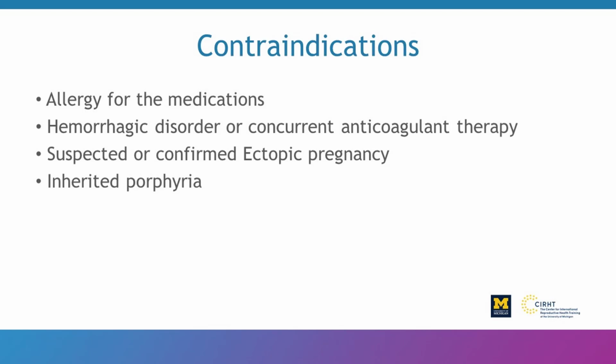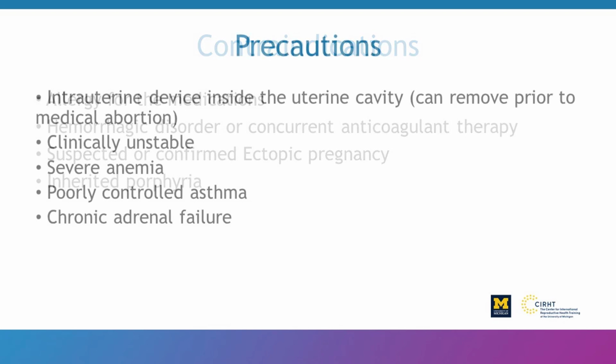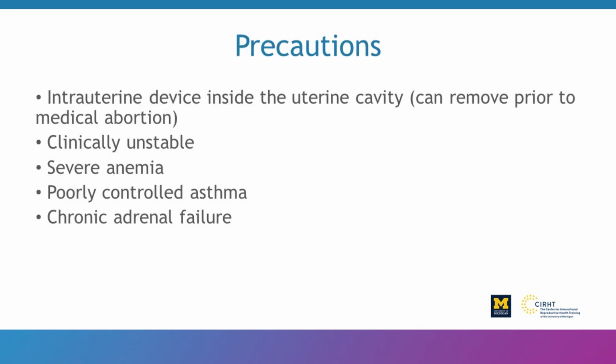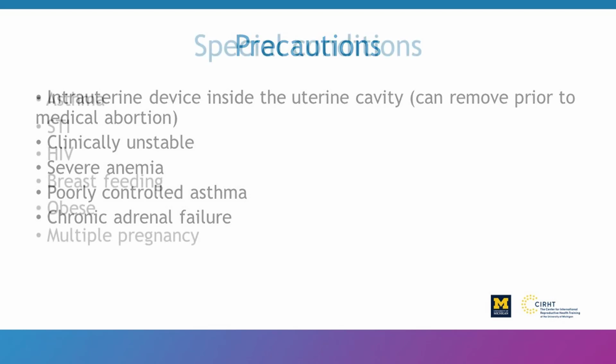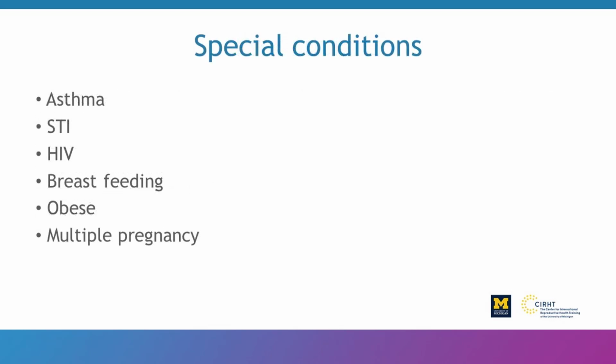So in this clinical condition, one has to be cautious. If a woman has an intrauterine device, I think it's better to remove the device first, and then you can start the medical abortion. In clinically unstable women, we prefer surgical abortion in hemodynamically unstable women. In case of severe anemia, poorly controlled asthma, or chronic adrenal failure, we have to be cautious in using medical abortion. So these are the special conditions that you need to look at.